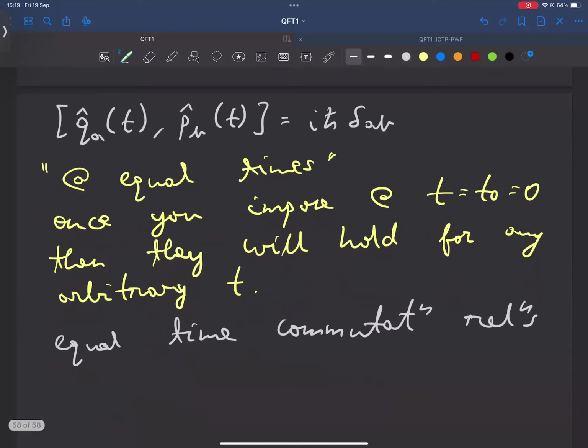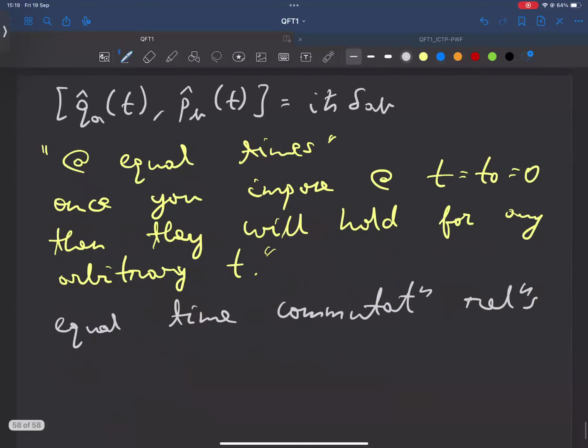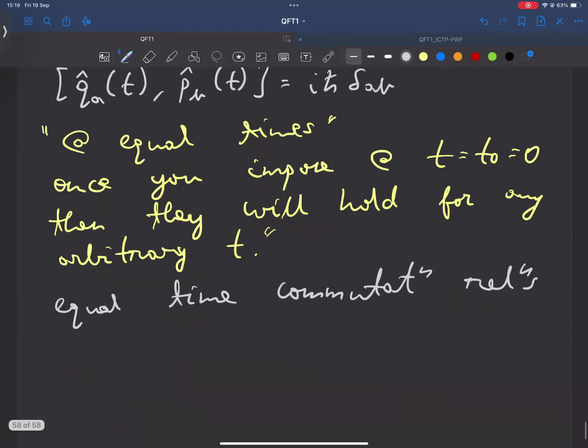And we will see that this is indeed the case. You will see this in the scalar field case, and that will be enough to convince yourself that this is indeed the case, and we just impose it at one particular time. Okay. Yes. So with that, now for fields, we want to impose these relations.